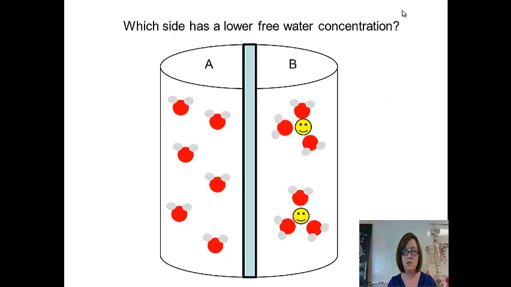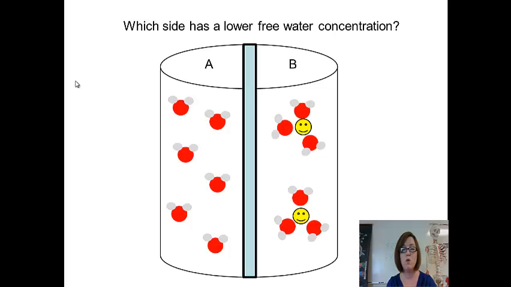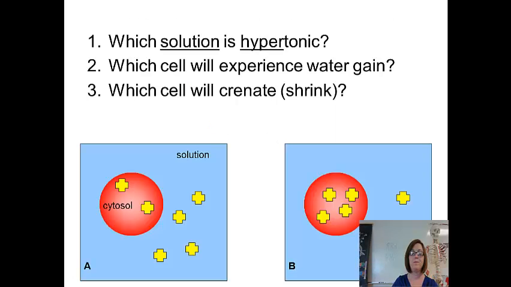Right? So if you notice, these water molecules here are busy and these water molecules here are busy, but all of these water molecules are free. So which side has a lower free water concentration? You said A, you're correct. Let me go back to that slide. So according to osmosis, water is going to move from an area of high free water concentration, over here on A, to an area of low free water concentration. Another way of saying this is that water follows the solutes. Water goes to the sides where there is more solute.